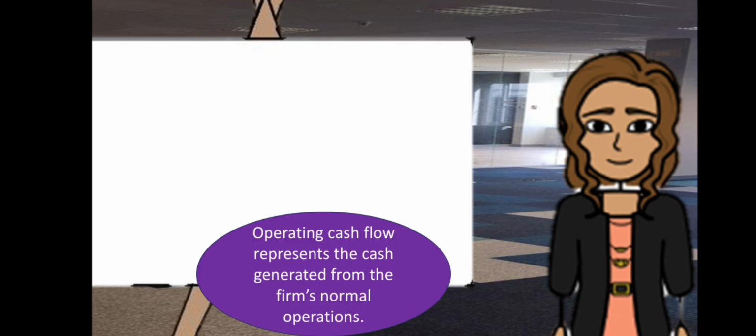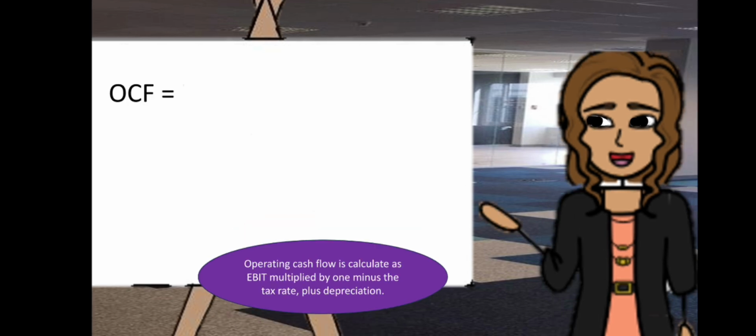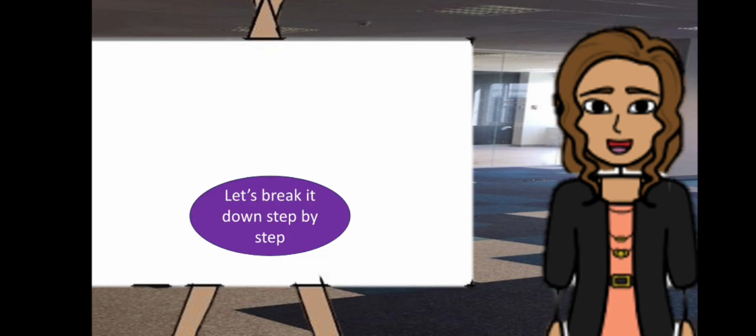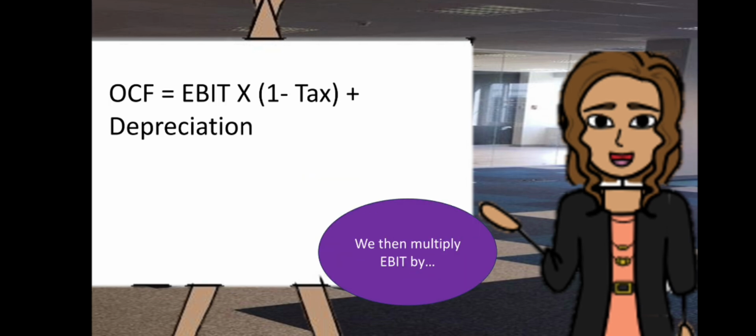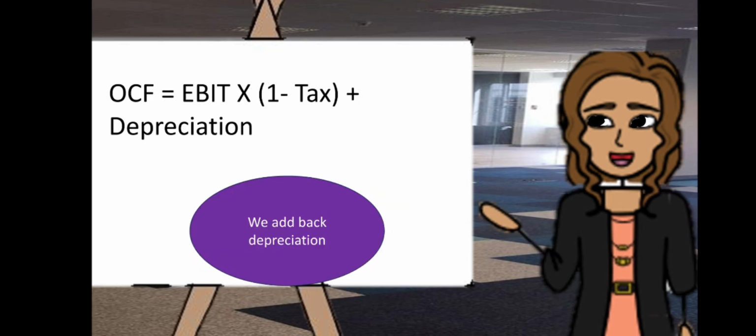Operating cash flow represents the cash generated from the firm's normal operations. Using the bottom-up approach, operating cash flow is calculated as EBIT multiplied by 1 minus the tax rate, plus depreciation. Let's break it down step by step. EBIT, or earnings before interest and taxes, represents the project's operating profit before financing and tax effects. We then multiply EBIT by 1 minus the tax rate to determine the project's after-tax operating profit. Next, we add back depreciation.